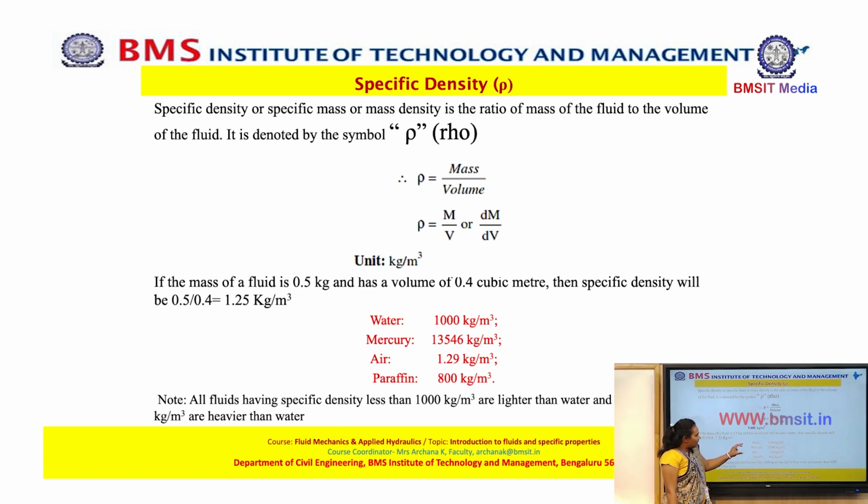Please look at the values here. Water is having 1000, which will be a reference value for all the densities. So you can see that air is having 1.29, which is quite lesser than 1000, that is for water.